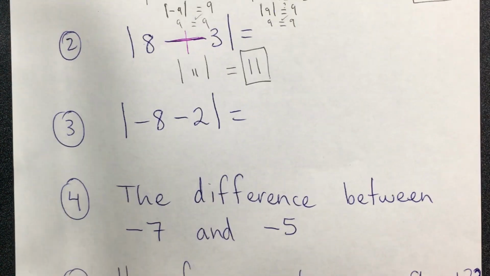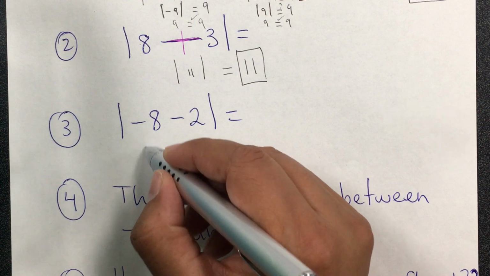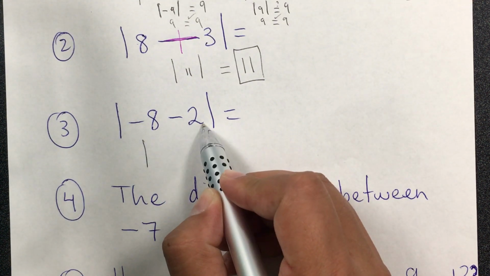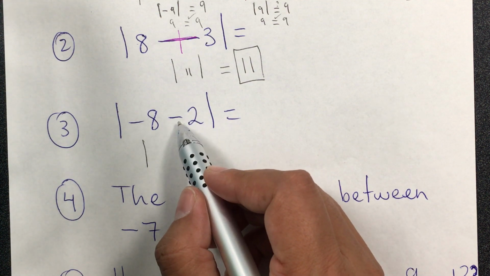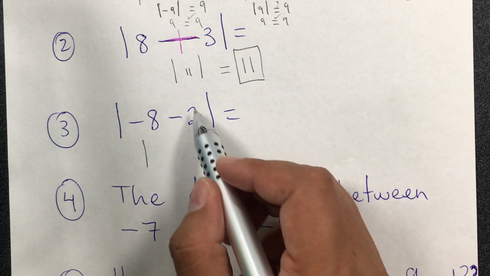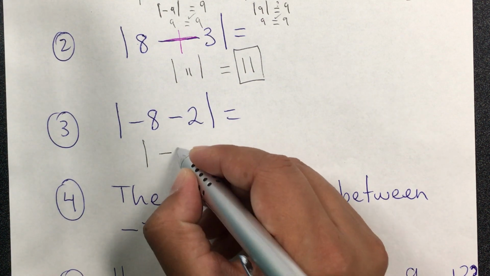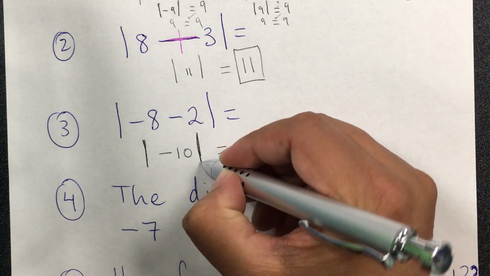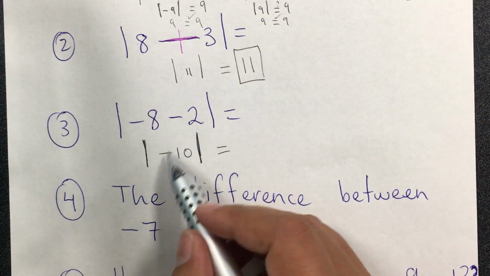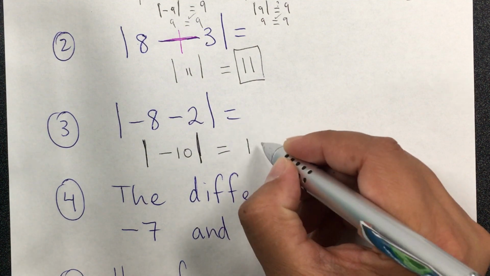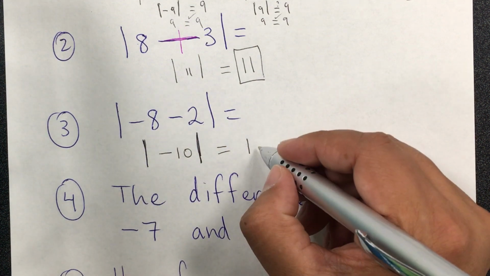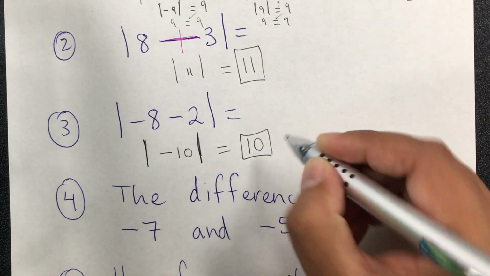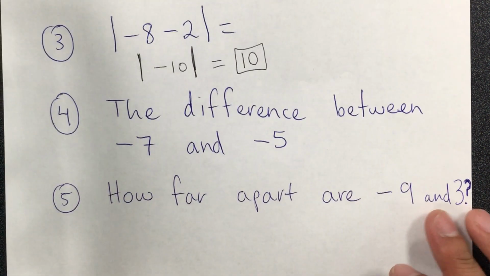For number 3, the absolute value of negative 8 minus 2, remember that this is not a subtraction anymore, this is a negative 8, this is a negative 2, so in total I have negative 10. These magic sticks make the negative 10 into positive. Again, remember that the absolute value means the distance between 0 and that number, and distance is always positive, so that's why it changes to positive.